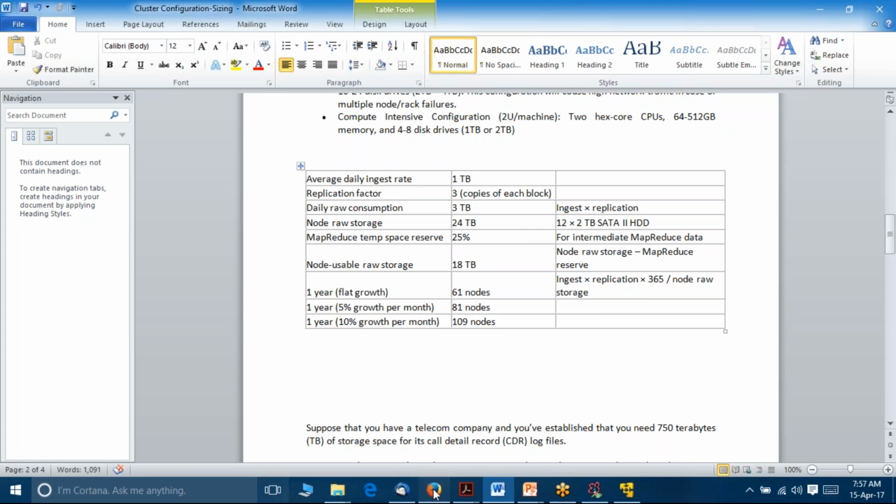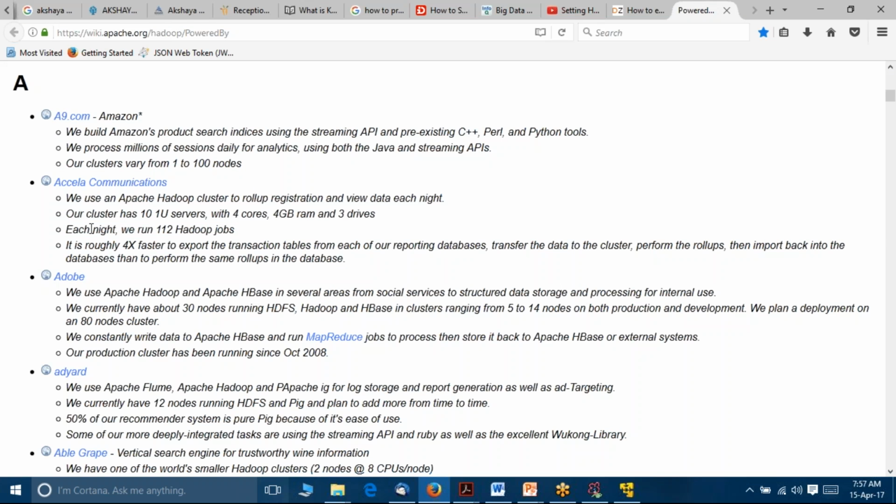I think you noticed here, each night we run 112 jobs. When they're running 112 Hadoop jobs each night, you think your Hadoop jobs are going to run one after the other? Yeah, no, it's like Srinivas said, parallel. At any point of time, there will be multiple MapReduce jobs, multiple Hadoop jobs.